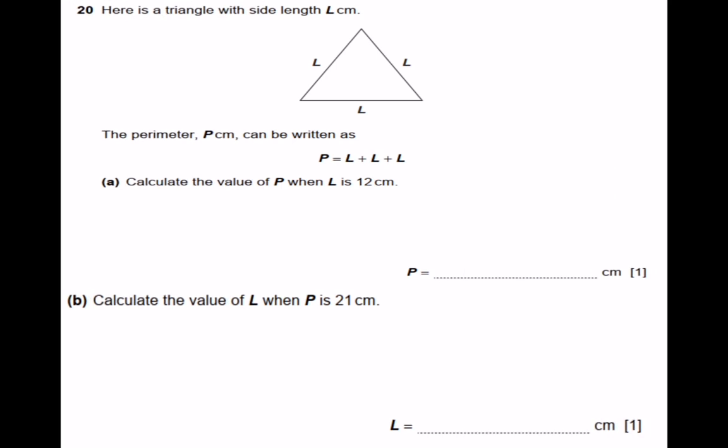Now the perimeter, P centimeters, can be written as L plus L plus L, correct. If L is 12, P will be 12 plus 12 plus 12, so it will be 36. Calculate the value of L when P is 21. So now P is 21. 21 plus 3 numbers will give me what? So 21 divided by 3 will be 7. I have 3 values. When I add them, I get 21. How to know this? We will use division, because 7 plus 7 plus 7 will be 21.